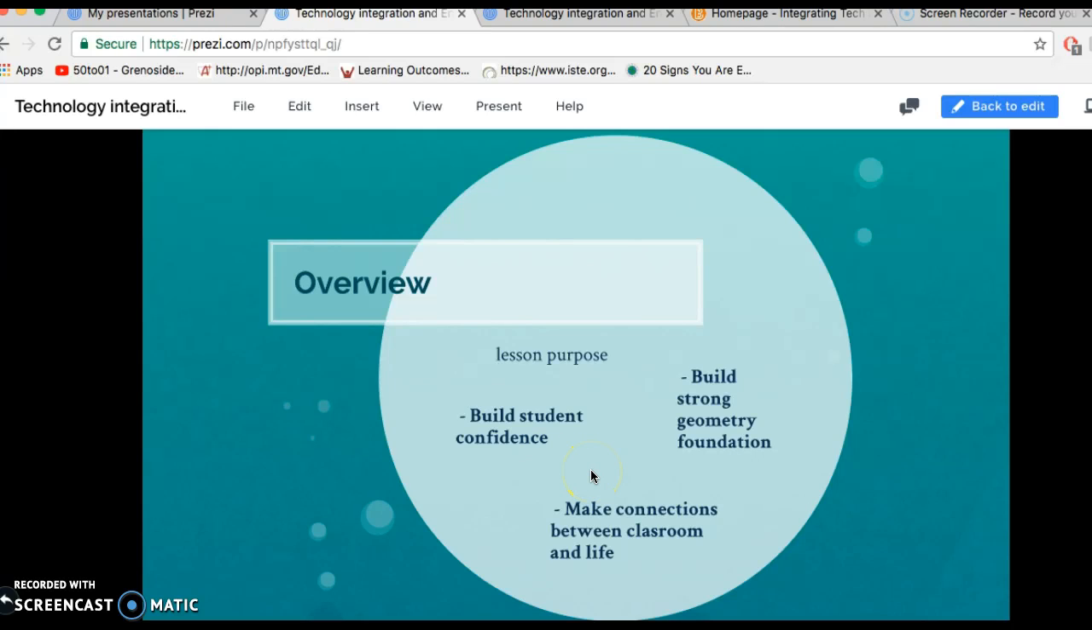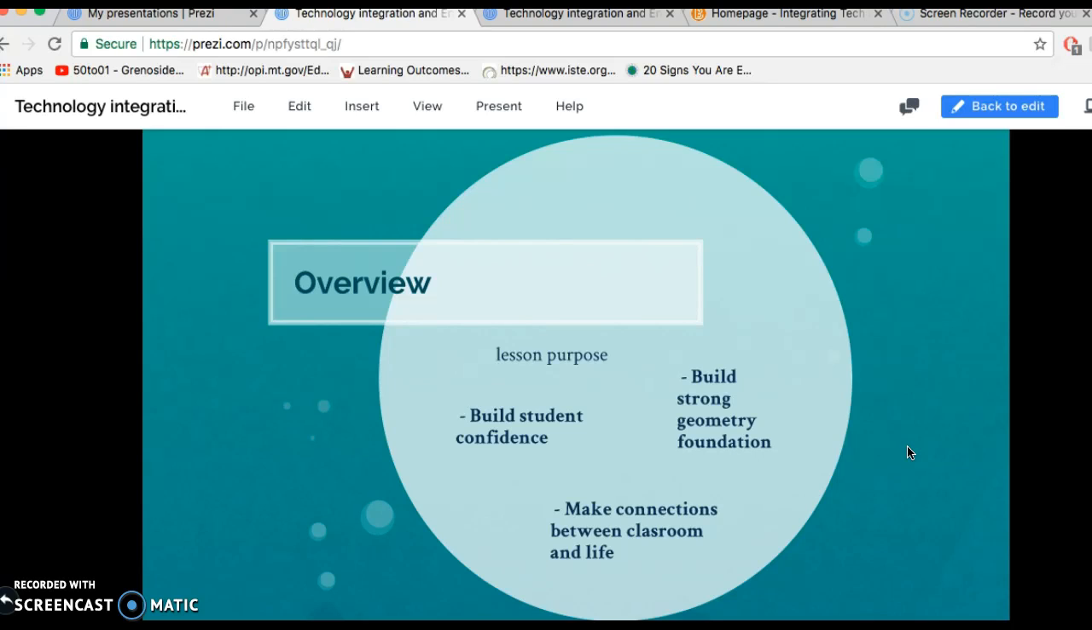Next, the lesson is designed to make connections between the classroom and life. Not just for this class, but I hope that this lesson will allow students to see other examples outside of the classroom with other classes that will hopefully make them more interested in school in general.